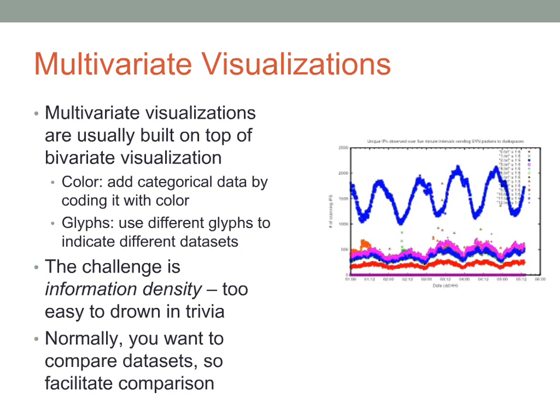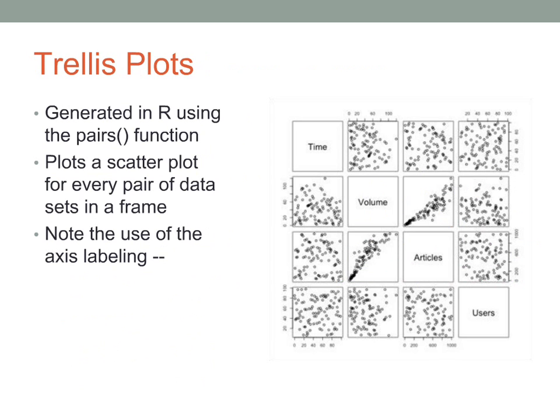This is a trellis plot. In R's case, they call this a pairs plot. So given a data frame, you call pairs on it, and what it does is it provides you with stacked scatter plots showing every pair of data sets in the frame. And this, to me, is how you should really do multivariate visualization. I think in particular when you're looking at pushing this information out to consoles, when you're thinking in terms of showing something to an operator, this is generally a better way to do it.